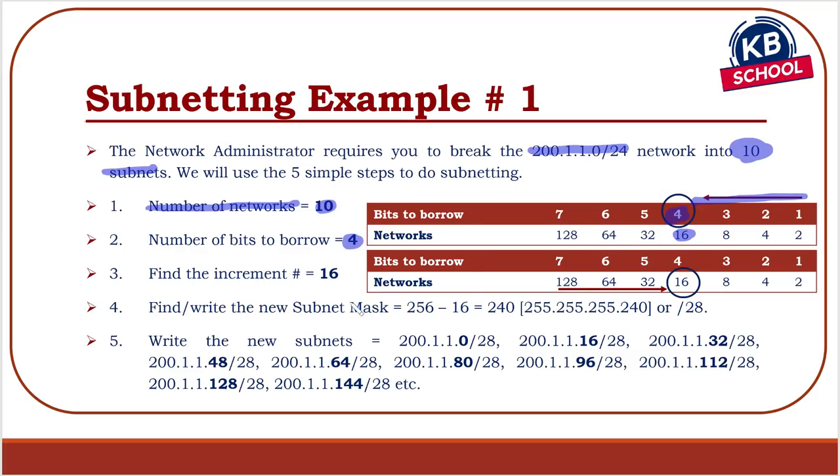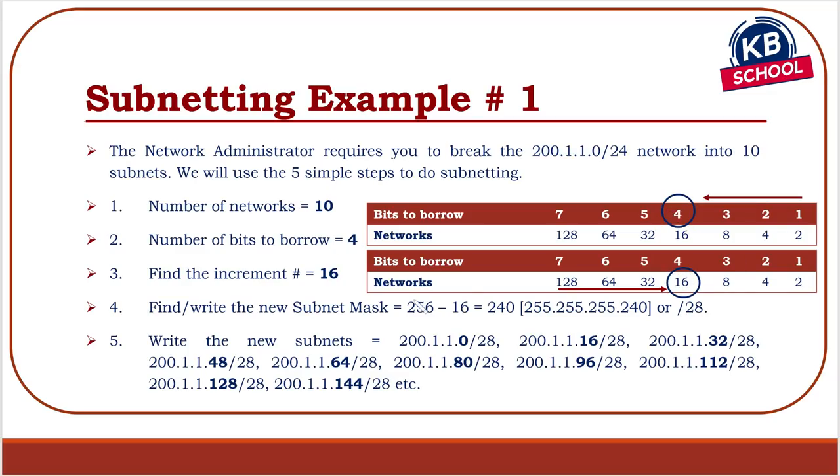Now that I've found that out, I need to find my increment. How do I do it? I've shown you the arrow, increment on the same table, but from left to right this time around 4 times, because I need to borrow 4 bits. 1, 2, 3, 4. I land on 16. 16 becomes my increment.